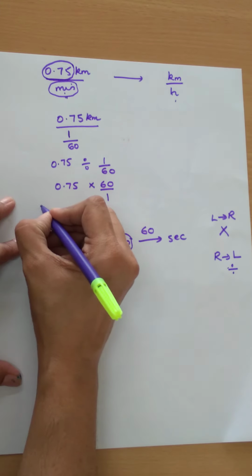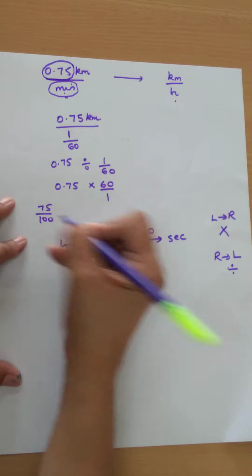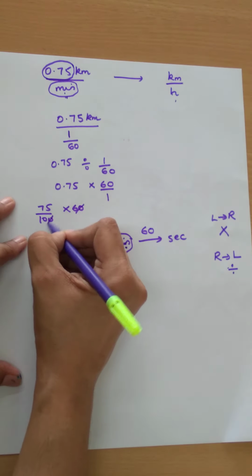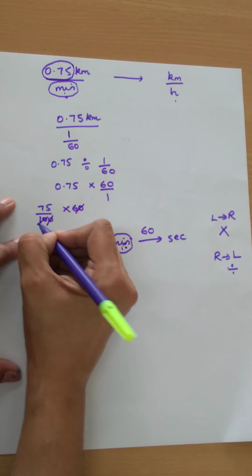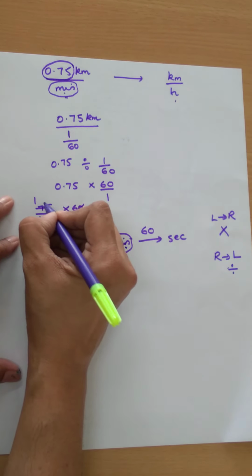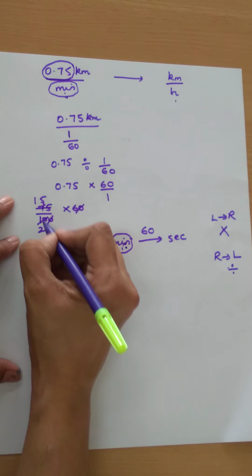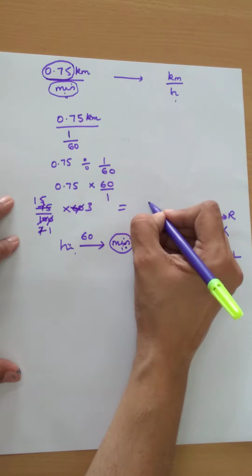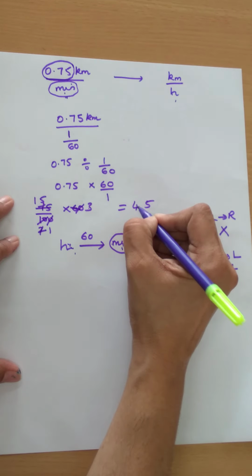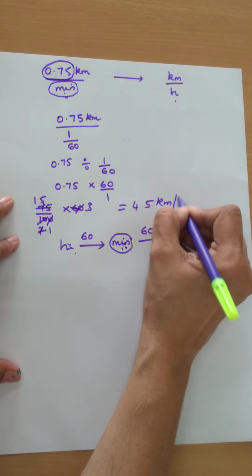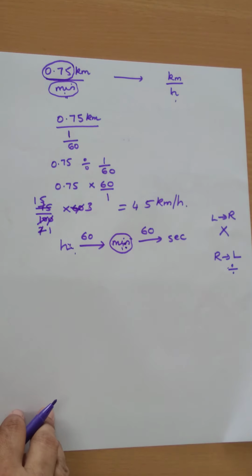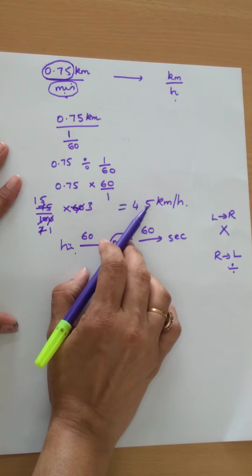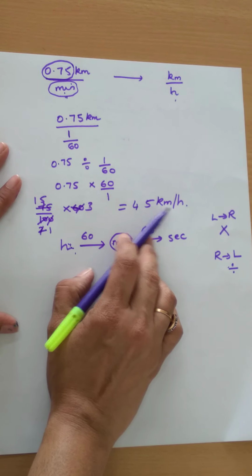So 0.75 I can write as 75 divided by 100 into 60. So this 0 and this 0 will cancel. 5 2s are, 5 1s are, 5 5s are, 2 1s are, 2 3s are. So when I multiply, I will get 3 5s are 15, 3 and 1 4. So I will get 45 kilometers per hour. Is that clear? So 0.75 kilometers per minute is nothing but 45 kilometers per hour.